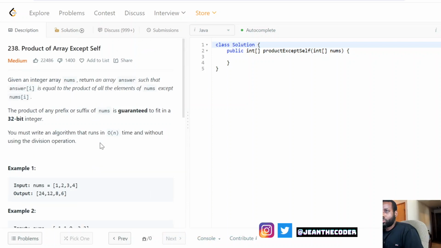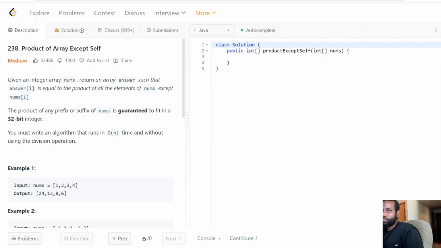Today we have a very good problem for you guys called product of array except self. This is a very good one, so make sure you pay close attention to the problem statement. It says: given an integer array nums, return an array answer such that answer[i] is equal to the product of all the elements of nums except nums[i].